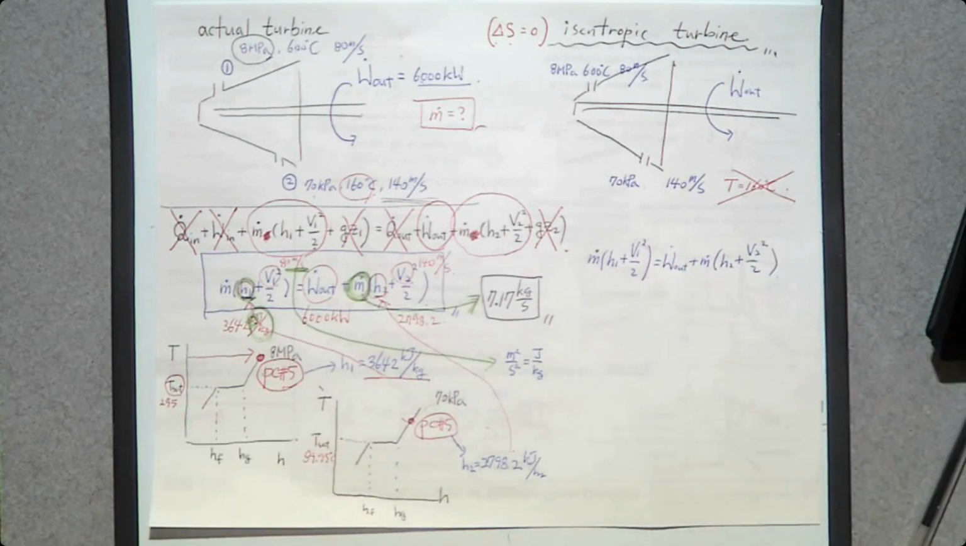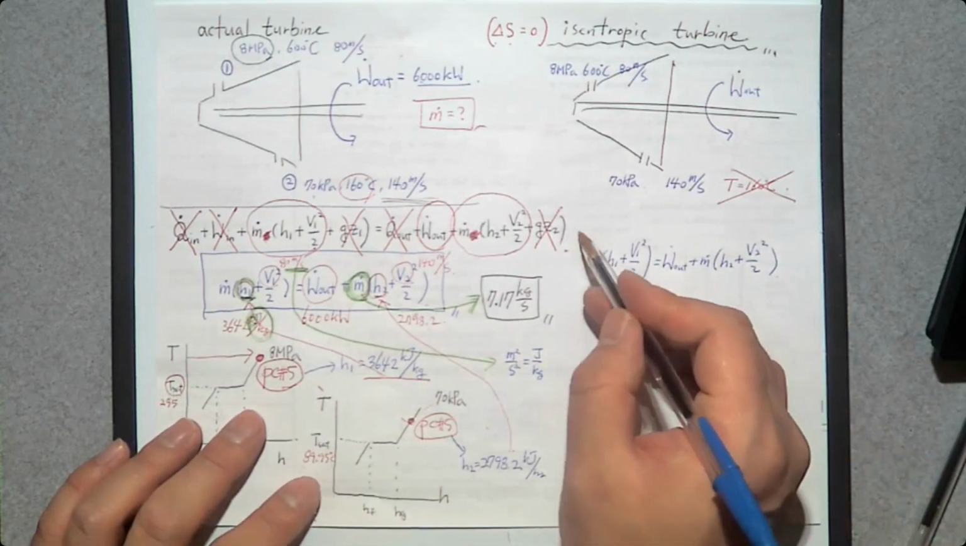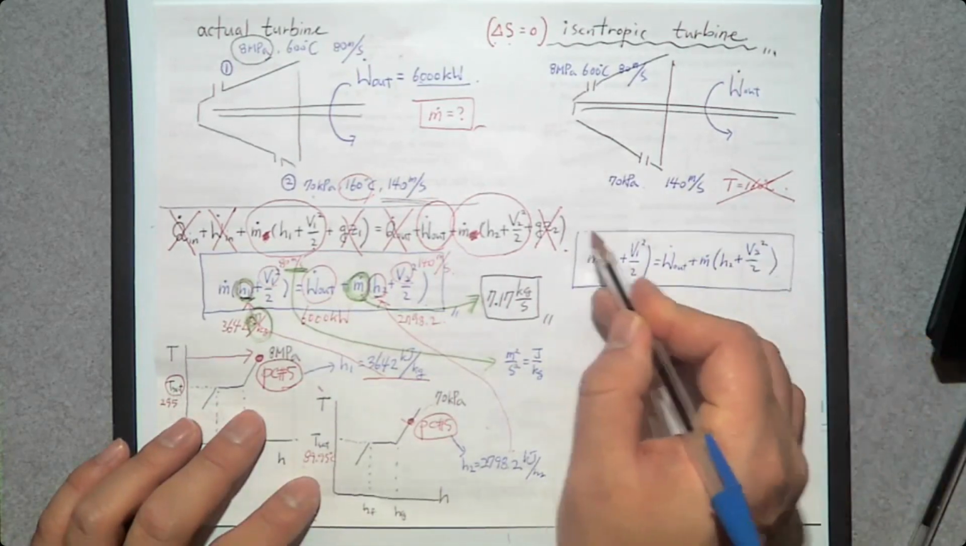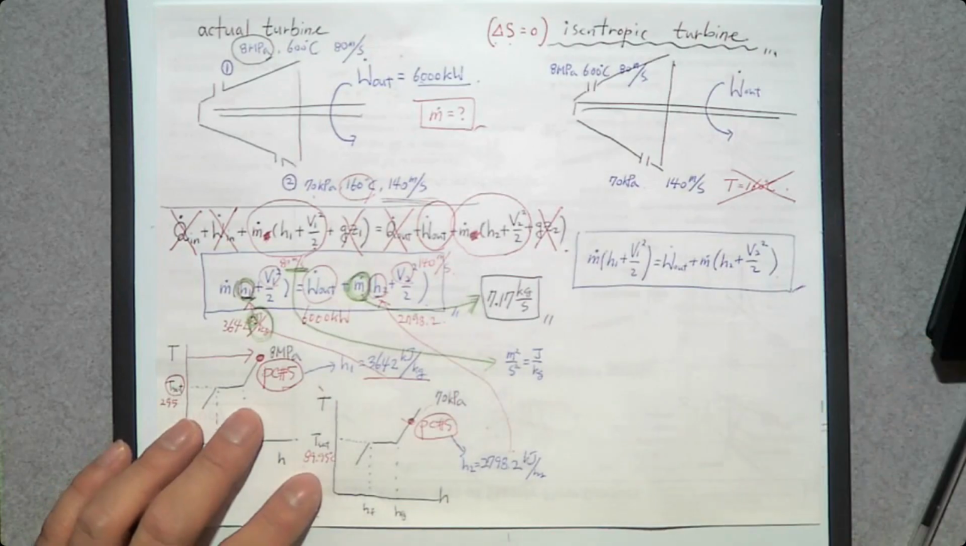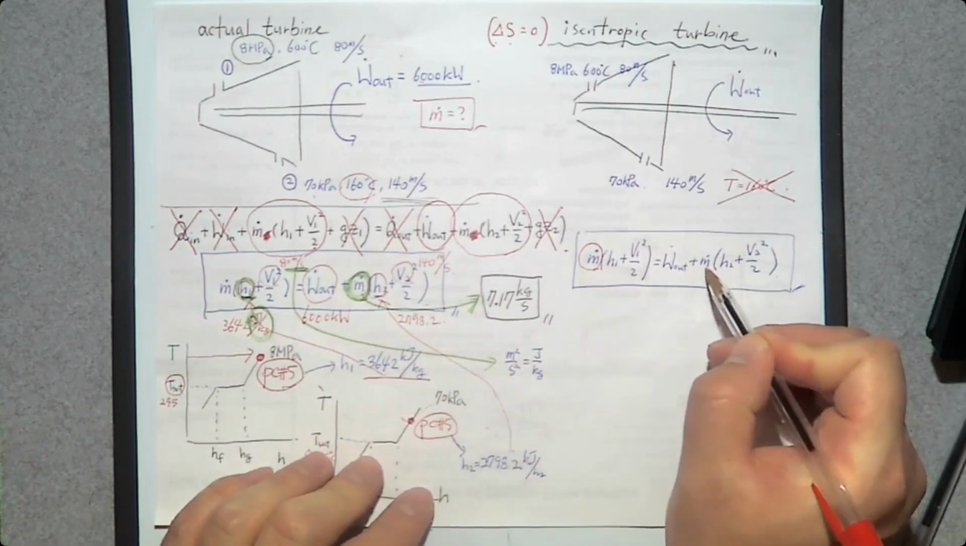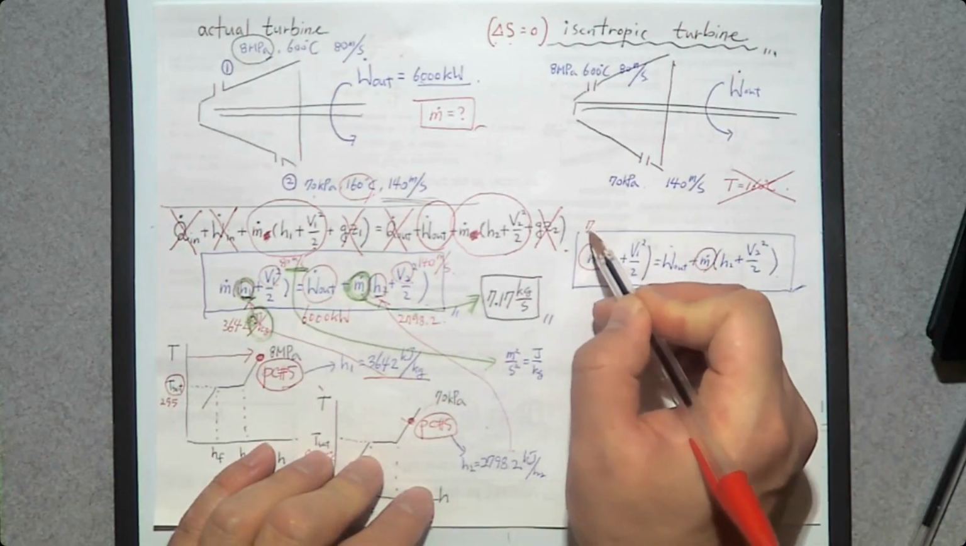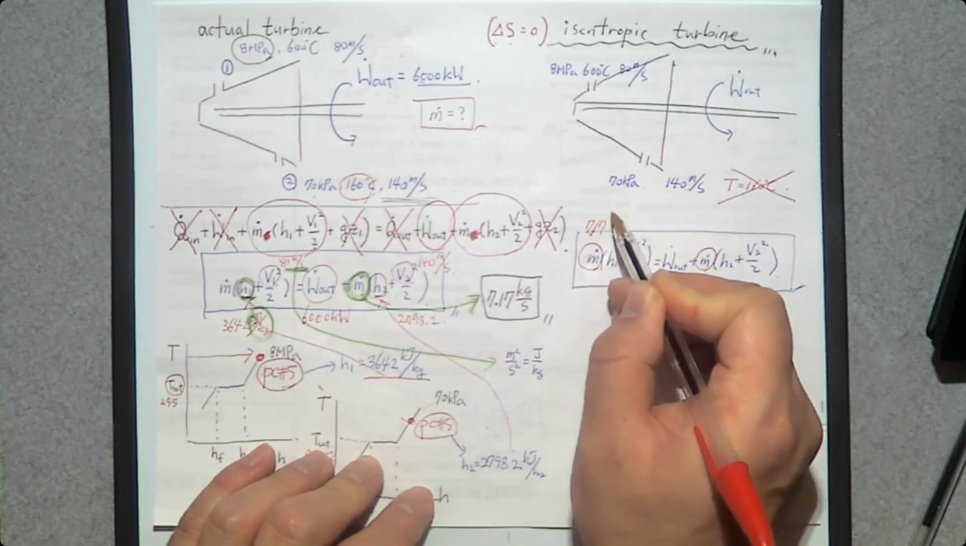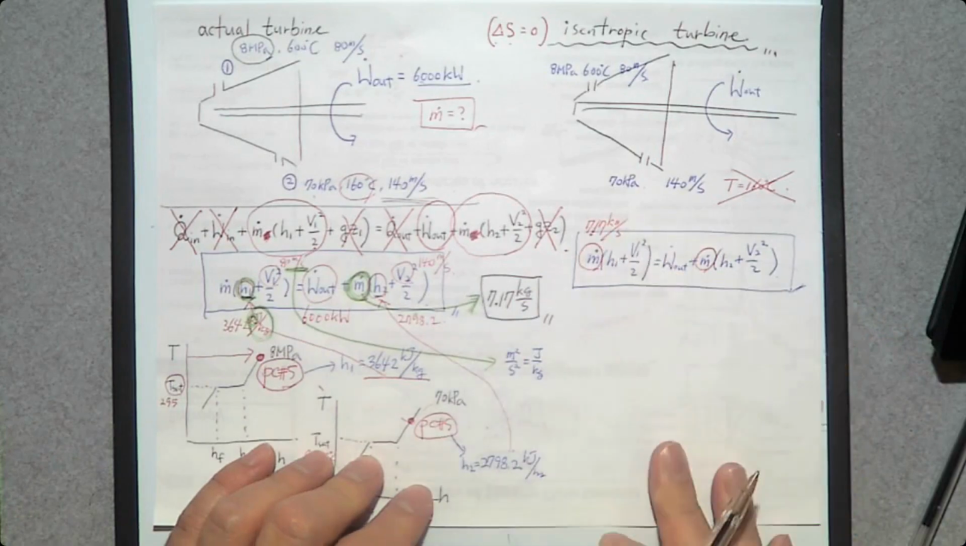Then let's look at this energy balance equation: which values do we know and which values do we not know? First of all, we know the mass flow rate we just determined. So m dot is going to be 7.17 kilogram per second.